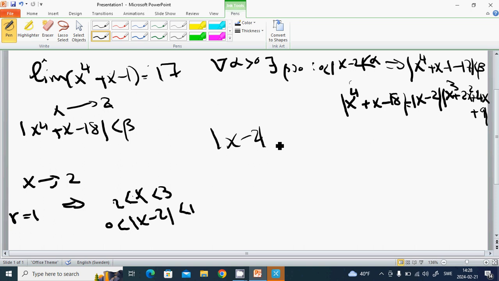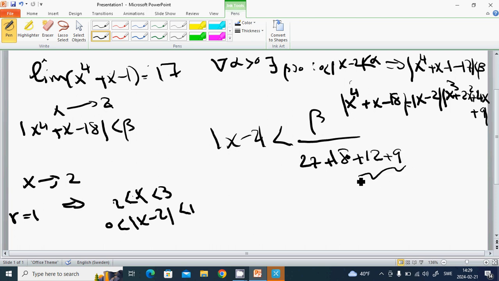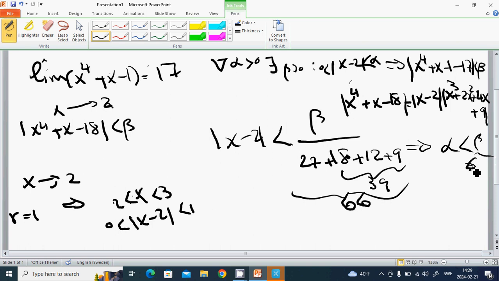absolute x minus 2 is less than beta divided by 3 to the power 3, which is 27, plus 18 is 45, plus 12 is 57. I am writing that so you cannot misunderstand. Plus 2 multiplied by 9 is 18. Plus 4 multiplied by 3 is 12, plus 9. And this one is 39, and this one is 66. Then alpha is less than beta divided by 66.